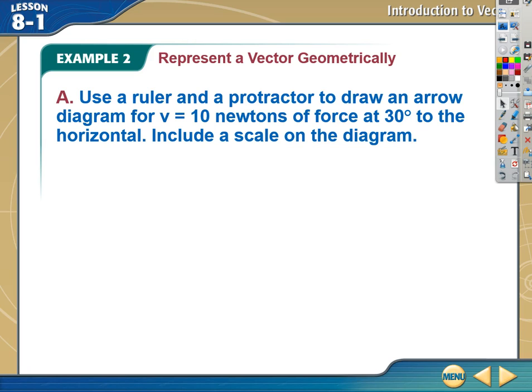For V, 10 newtons of force at 30 degrees to the horizontal. So what I do to draw this: I draw my horizontal. There's my horizontal. I want to draw 30 degrees, so we're talking about that much. I label my degree measure. There's 30 degrees. This is my vector, so it's going to have an arrow on it. It's called V. And I know it's 10 newtons, so I can label that as well. And that's my vector. Not too difficult.